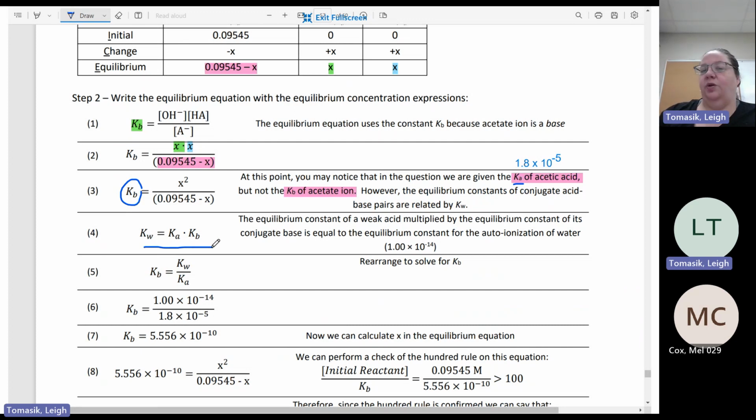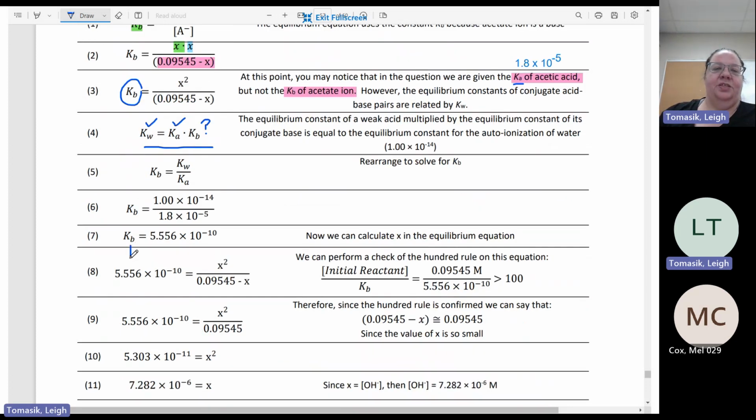So we're going to use this equation. Remember that Kw is equal to Ka times Kb. We know Kw because it's a constant. We know Ka because they gave it to us, and we can use it to find Kb. So Kb is Kw over Ka. Kw is 1.0 times 10 to the negative 14. It's a constant. It'll always be that. And Ka is 1.8 times 10 to the negative 5. So we divide them, we get the Kb. Now, we put the Kb into the equilibrium expression. And now we have a number for that as well.